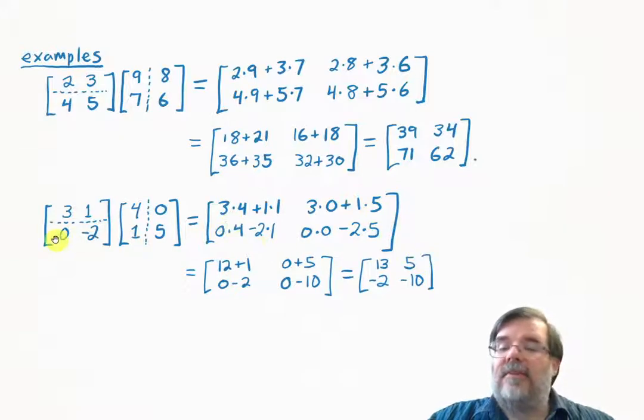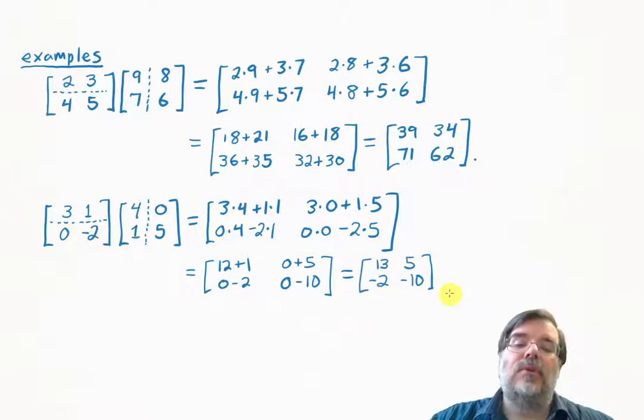The bottom left value is the bottom row vector, dot the left column vector. 0 times 4 minus 2 times 1, that's negative 2. And finally, the bottom right value is the bottom row vector, dot with a right column vector. 0 times 0 plus negative 2 times 5, that's negative 10. So the product of these two matrices is the matrix 13, 5, negative 2, negative 10.